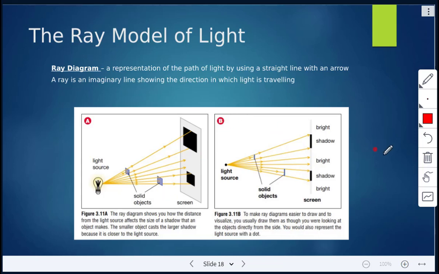And then in diagram B, we can see how we can change the ray diagram to make it easier to draw and to visualize. Again, you usually draw them as though you were looking at the object directly from the side. The light source is just represented with a dot, and then we have our straight lines shown with arrows, and the bright areas and the shadows are shown right here on the screen. Lastly, the two solid objects that were here are just represented as lines.